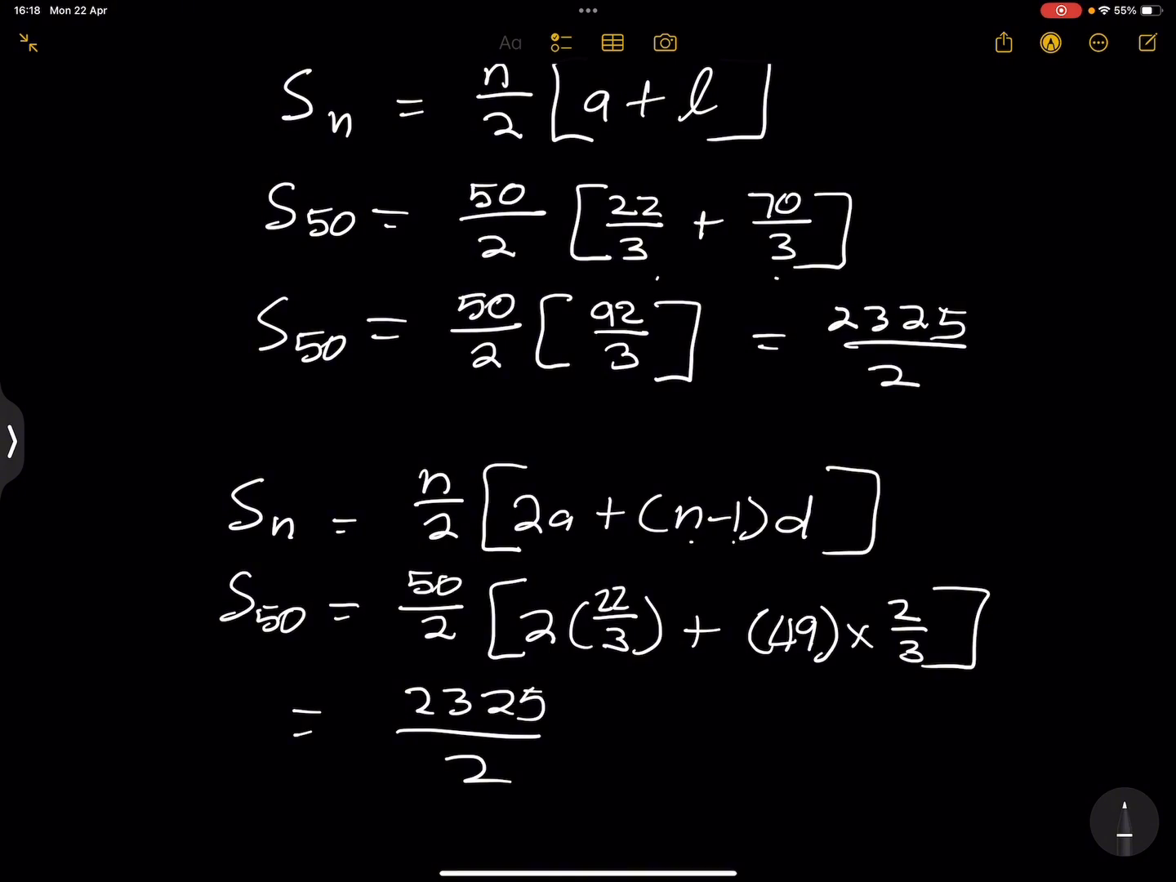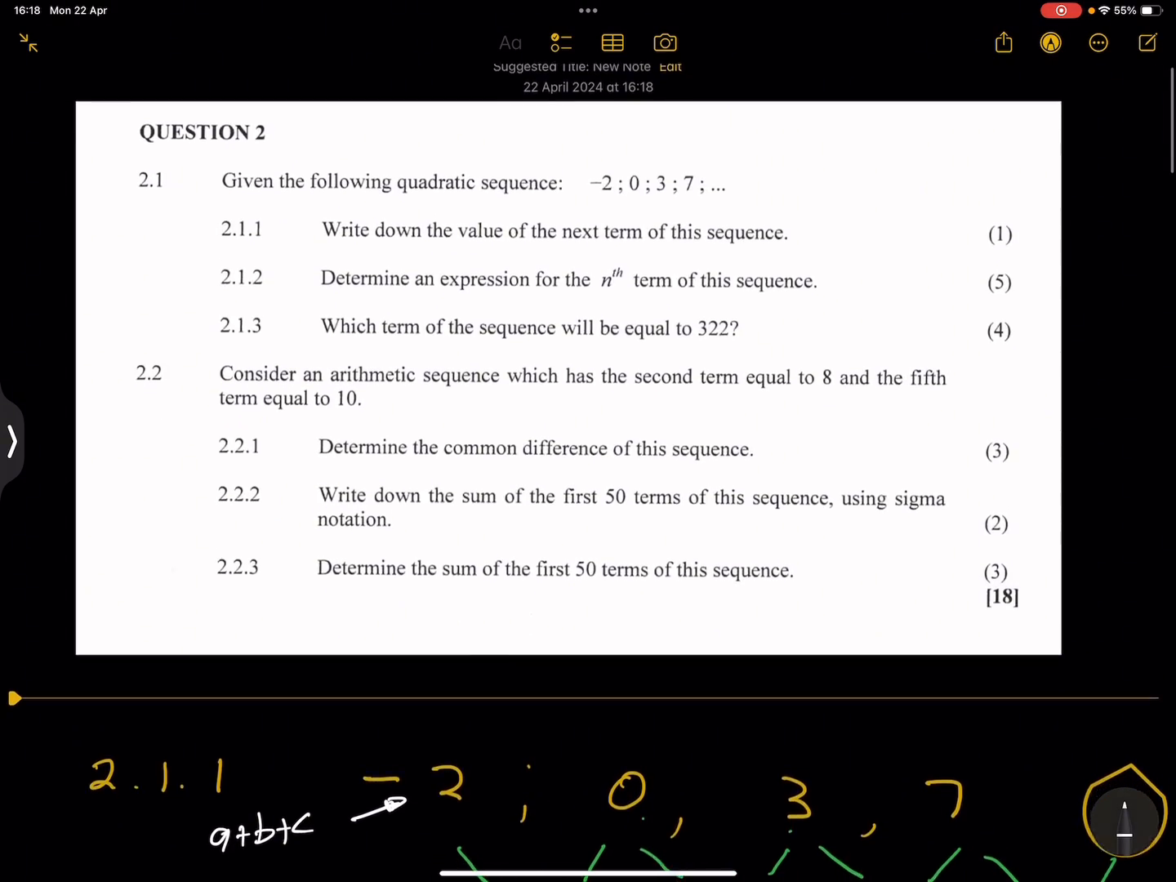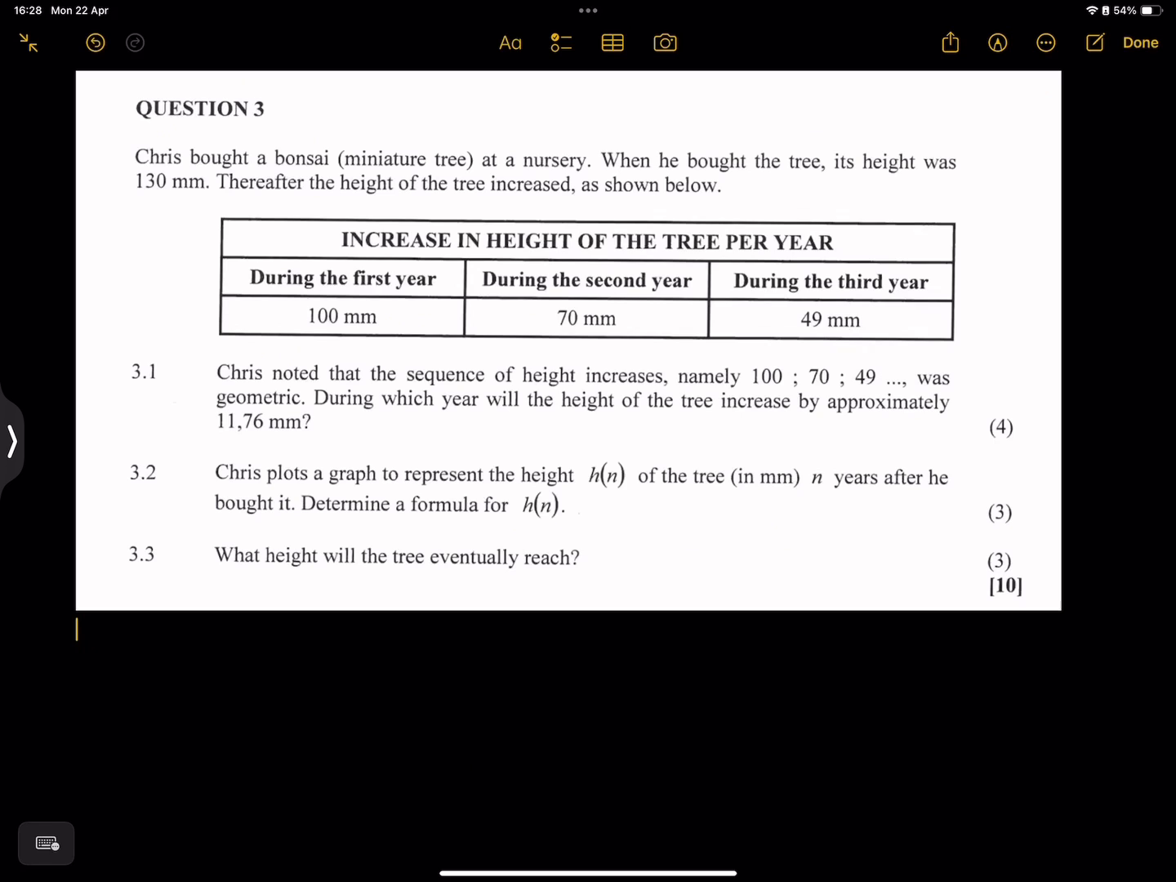All right, so that is how that cookie crumbles, right? And in this case, we leave it there. That's out of 18 marks. All right, and on to the next question. And on to question 3 we go.